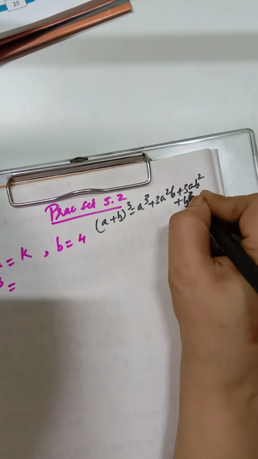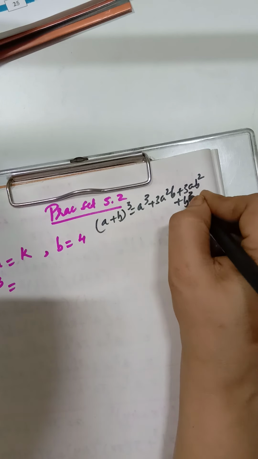So this is equal to 7x the whole cube. 7x the whole cube means 7 into 7 into 7. That means it will be 343 x cube plus 3 into 7 sevens are 49 x square into 8y plus 3 into 7x into 8 square means 64 y square plus 8 cube means 8 into 8 into 8 children. So it is 512 y cube.